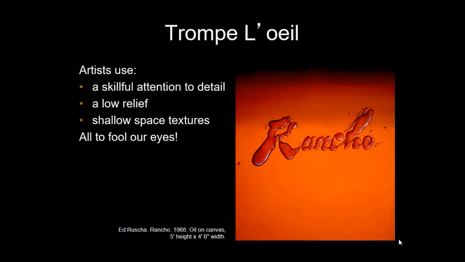And so here's another example of a trompe l'oeil. Ed Ruscha, Rancho, 1968. And this is actually an oil on canvas painting, and it looks like it was created using water drops when in reality it was painted on. So that's what trompe l'oeil was all about. Basically, fooling the eye. It's an illusion. And that's pretty much it for this chapter.